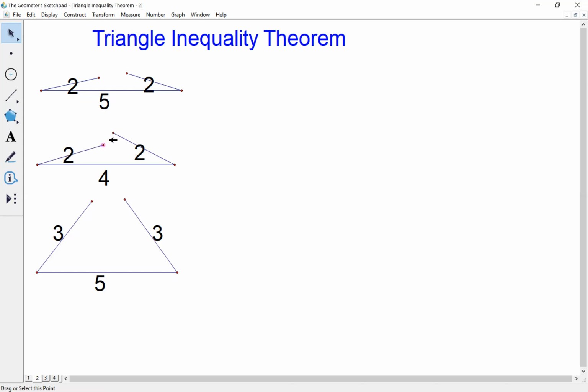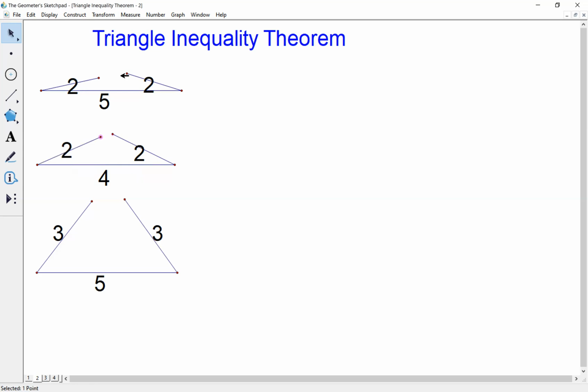Let me try to close this. Some people might say, oh, there's a triangle. Not quite. There's a gap. So let me close this. And these two actually do meet. Notice how they actually meet. So they do touch. Unfortunately, I don't have a triangle. I have a line segment. So let me open this a little.